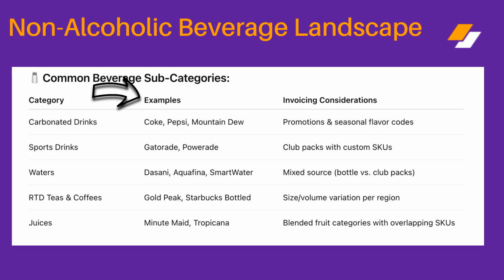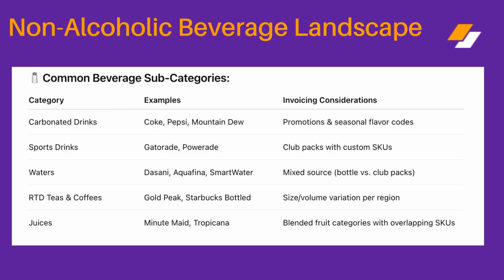Dasani and Aquafina are examples of water products, with mixed sources such as bottles versus club packs being key invoicing considerations. Examples of teas and coffee can be seen in Gold Peak and Starbucks bottles. With these categories, invoice considerations should include size and variation per region. The final category example is Minute Maid and Tropicana.